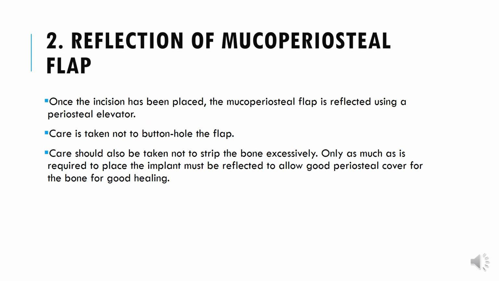Reflection of mucoperiosteal flap is the second step. Once the incision has been placed, the mucoperiosteal flap is reflected using a periosteal elevator. Care is taken not to buttonhole the flap. Care should also be taken not to strip the bone excessively, only as much as is required to place the implant, so as to allow good periosteal cover for the bone for good healing.